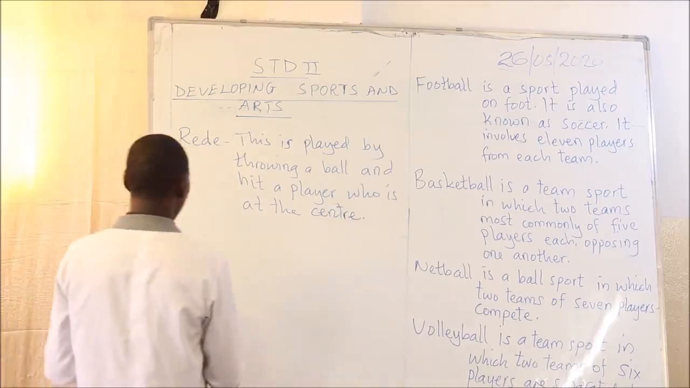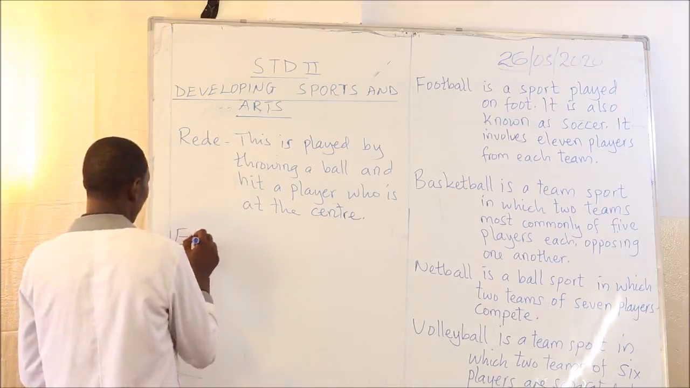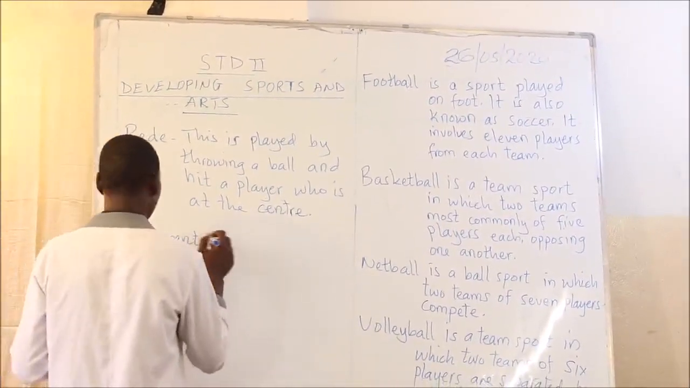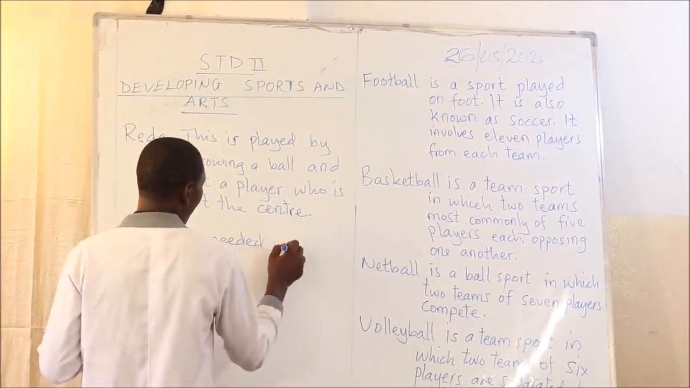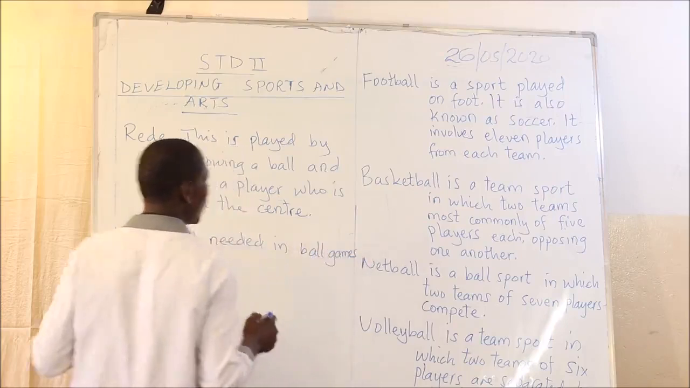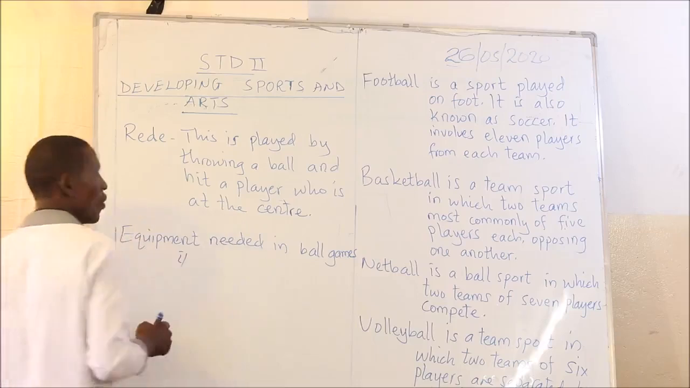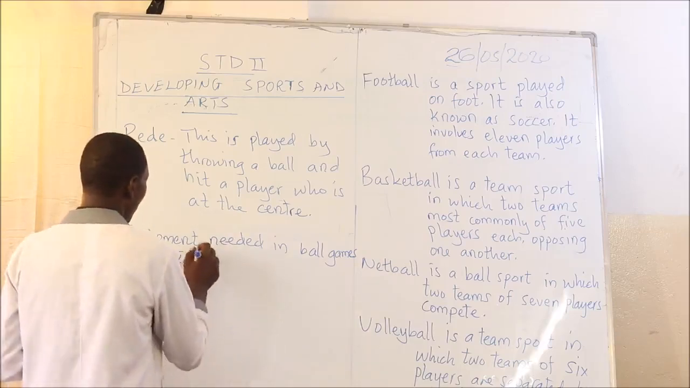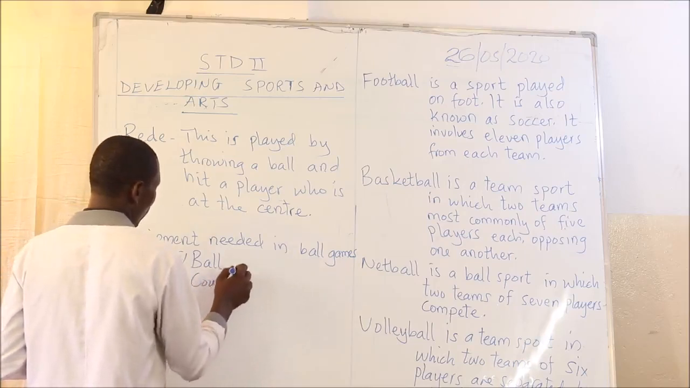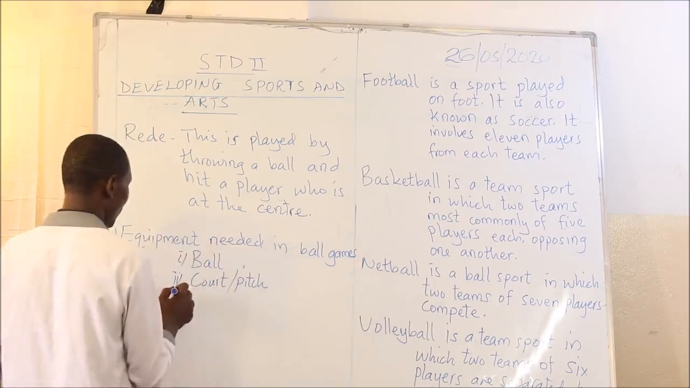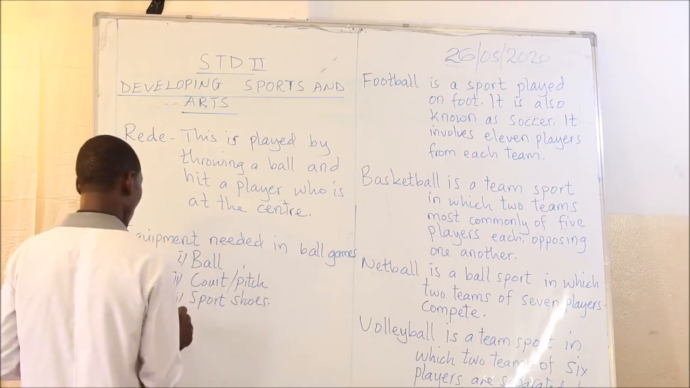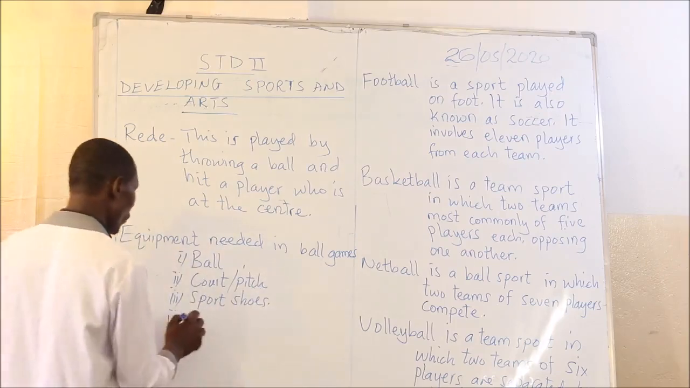Now, let us see the equipment needed in ball games. 1, we need a ball. 2, we need a court or pitch. 3, you need to have sport shoes. 4, you need to have a whistle.